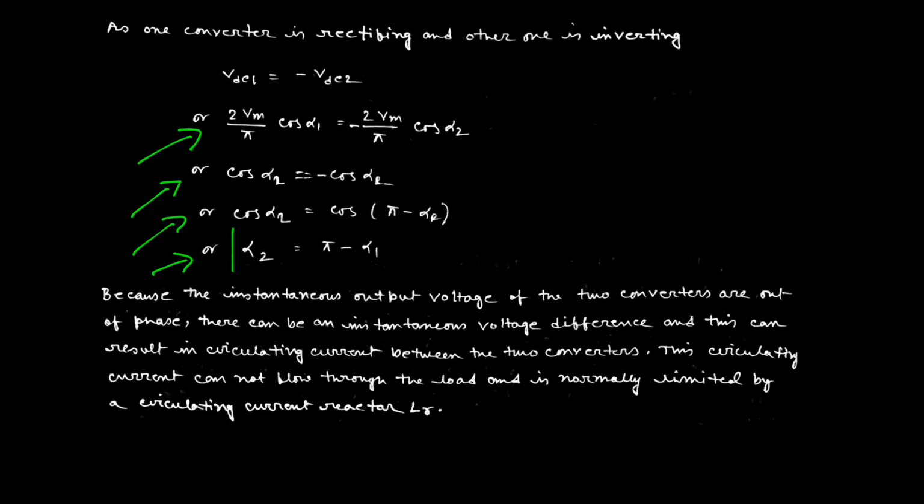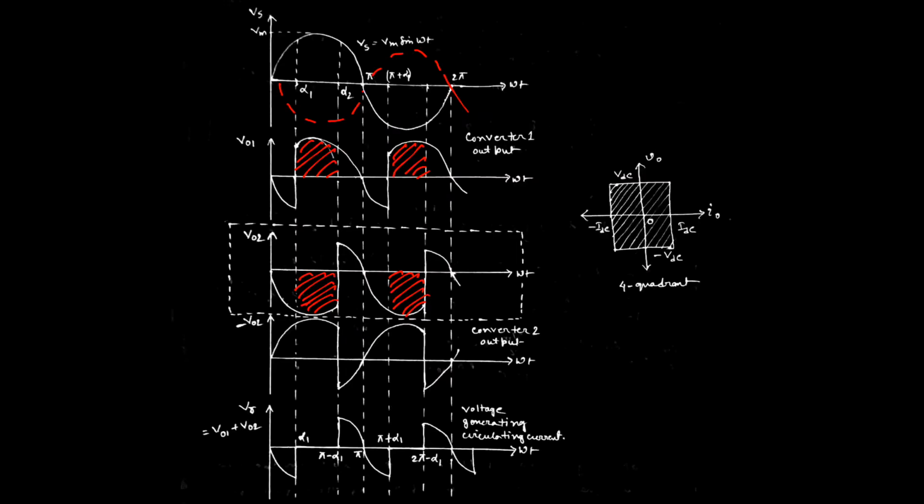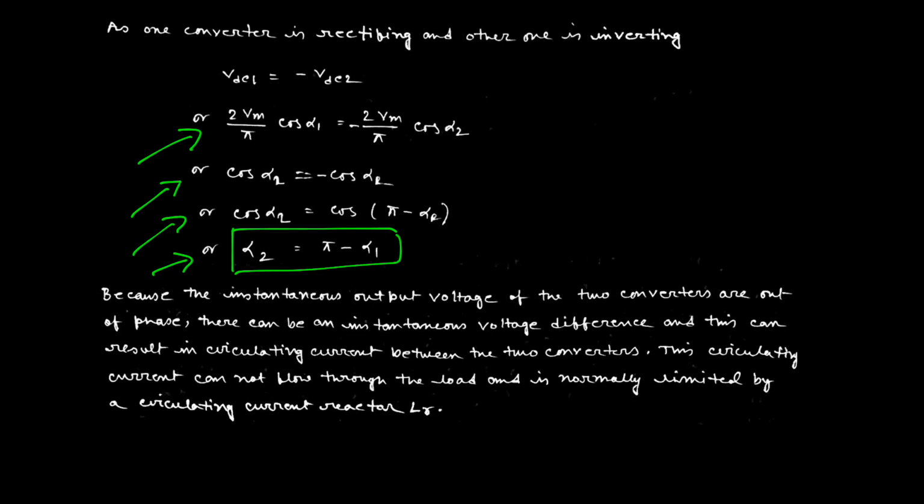So this is the relation between the two firing angles for converter 1 and converter 2, that is alpha 2 equal to pi minus alpha 1. That is why this can be reflected on the waveform. See, this is alpha 1 for converter 1 and this is alpha 2, defined by pi minus alpha 1, for converter 2. Okay, so it can be explained from this equation.